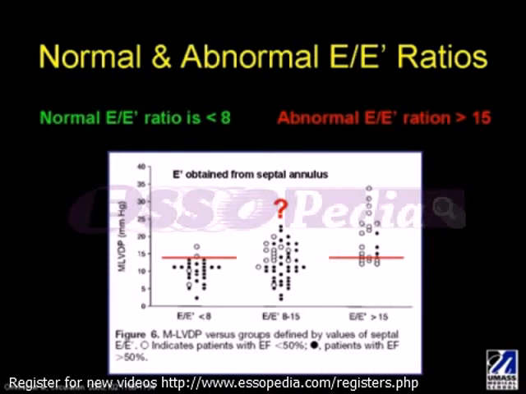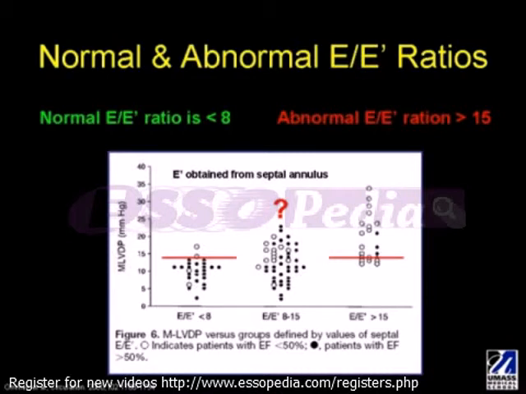But if you look in the middle there, between the 8 and the 15, if you have a range between 8 and 15, you see I put a question mark there because this group of patients with an E/E prime ratio between 8 and 15 requires a very detailed, comprehensive assessment of not only Doppler but structural assessment as well, and that's extremely important.